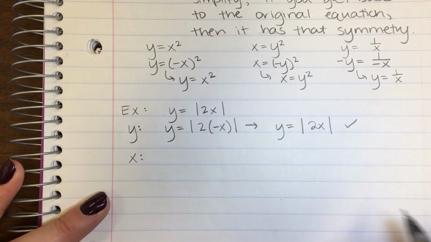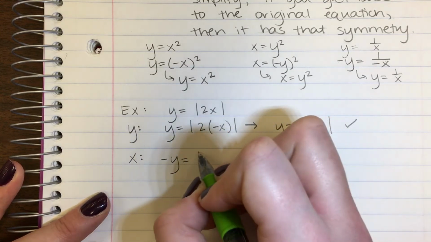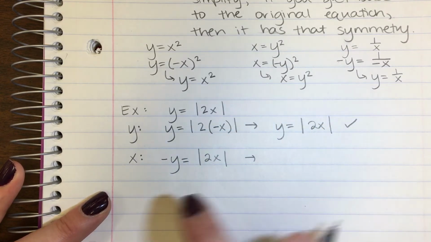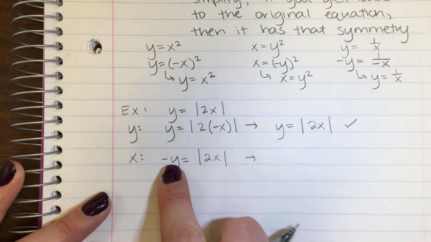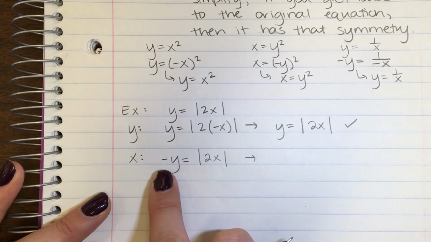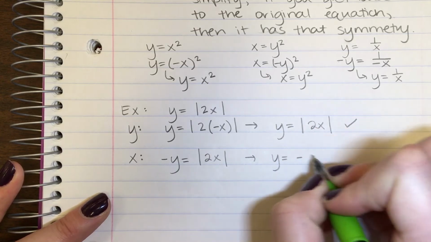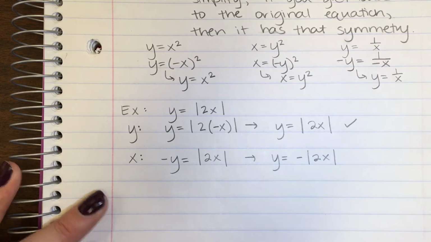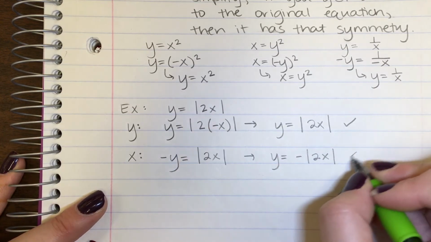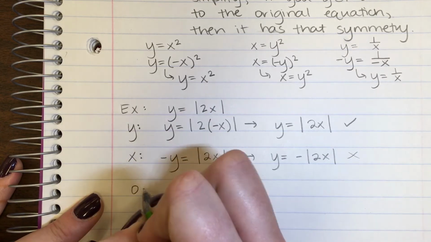For me to check the x-axis, I'm going to plug in a negative for y. So I get negative y equals the absolute value of 2x. And when I simplify that, I just want my y to be by itself because the original equation had the y by itself. So I'm going to divide the negative over to the other side, and that would give me y equals negative of the absolute value of 2x, and that is not the same as the original, and so I'm going to say that that is not symmetric to the x-axis.